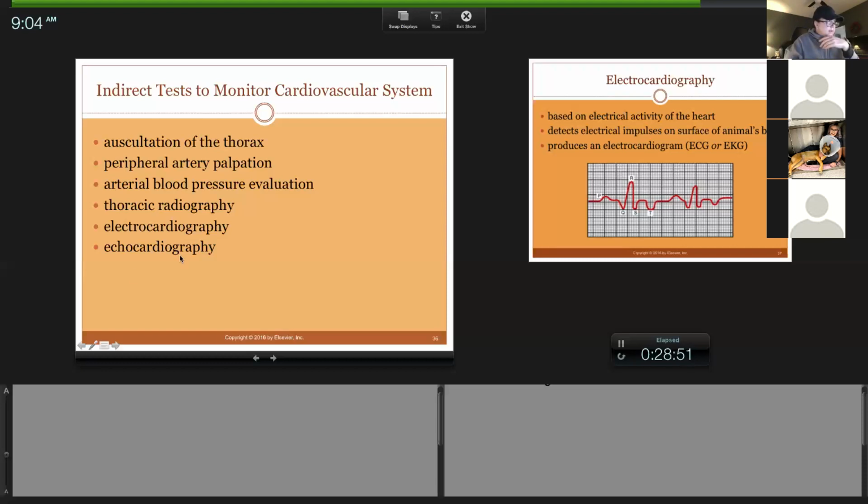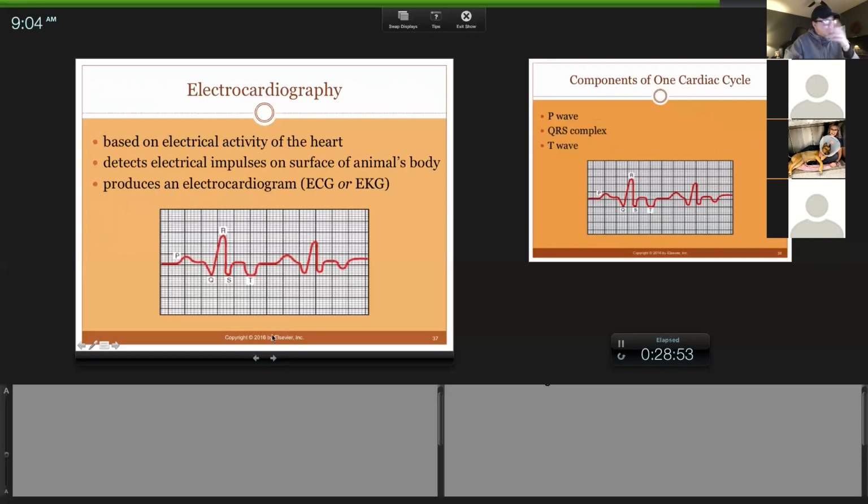The next test, let me talk about these next two. The EKG, which I talked about, is the electrical activity of the heart. That's all this test is telling me. And normally what you're looking for is this complex. It's called a PQRST. Now, some people call it EKG or ECG. It's fine, they're interchangeable. It doesn't matter.